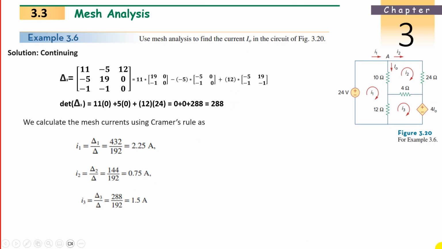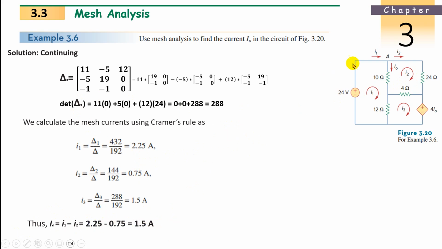But now we didn't finish it. The question is, what is I0, right? So what is the I0 equation? I0 is nothing but I1 minus I2. So what is I1? 2.25 minus 0.75. How much? 1.5. So I0 is I1 minus I2, that is 2.25 minus 0.75, 1.5. This is your final answer.